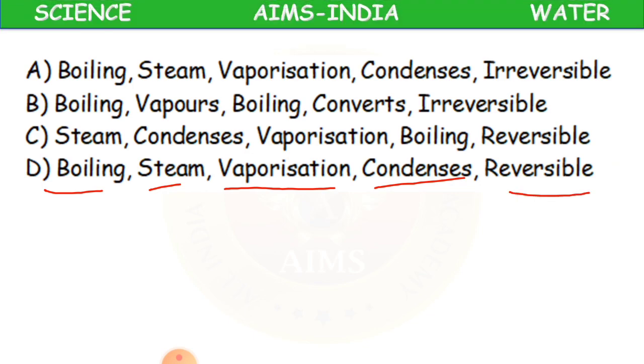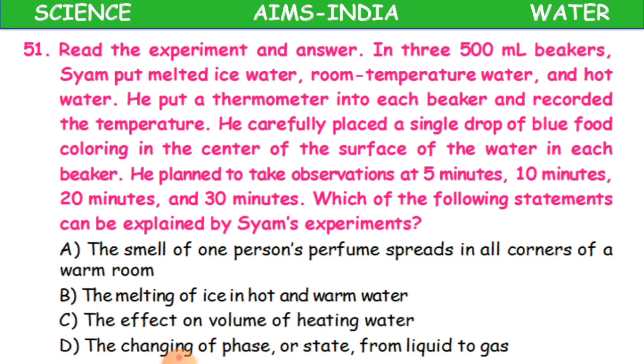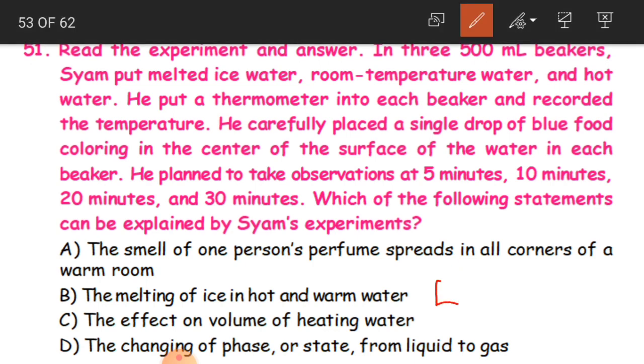Okay, children. Now we'll go with the 51st question. Read the experiment and answer. So carefully read it, children, and try to understand this question. In 3 500 ml beakers, Shyam put melted ice water, room temperature water and hot water. So Shyam has taken 3 beakers, 1, 2 and 3.